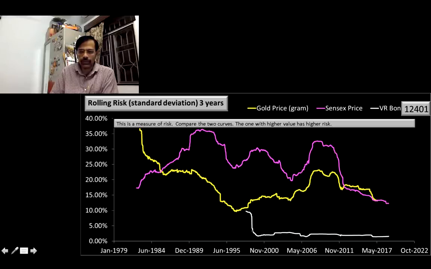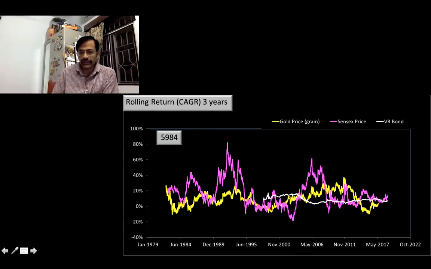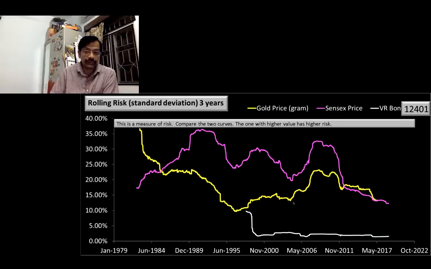Probably 1 or 2 data points are bad. Don't worry about this mean here. I think that's the typical fixed income kind of volatility. Notice how low it is. Although it's low, notice that its return is more or less comparable to both that of Sensex and gold. So over 3 years, the clear choice is fixed income. There's no doubt about that.